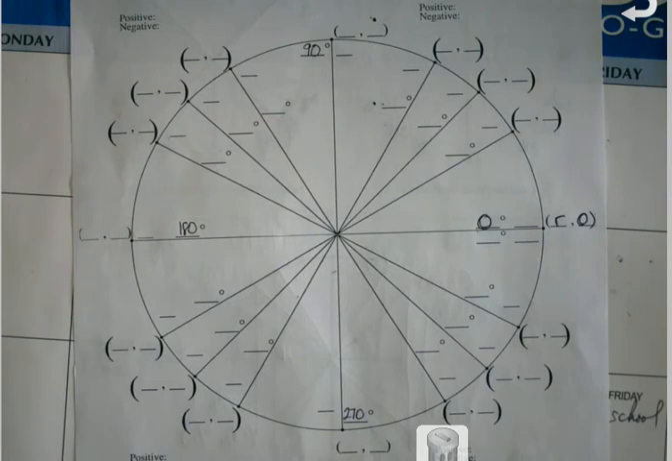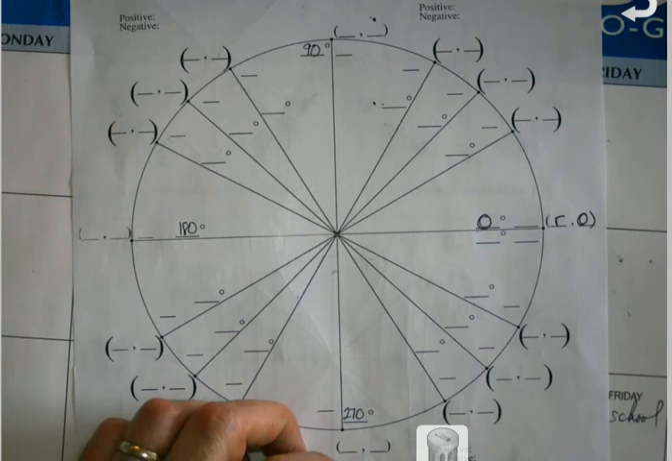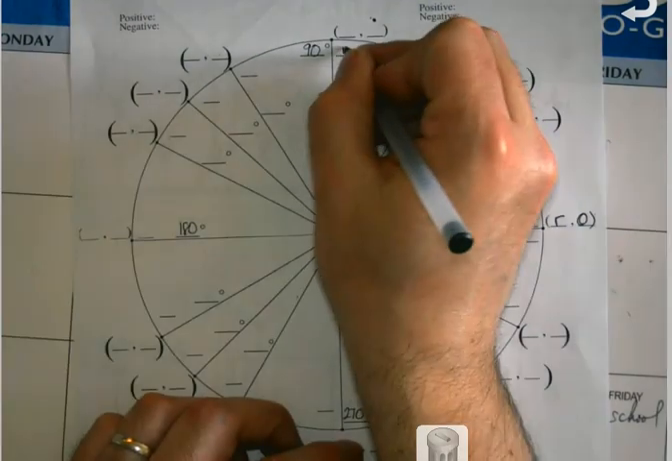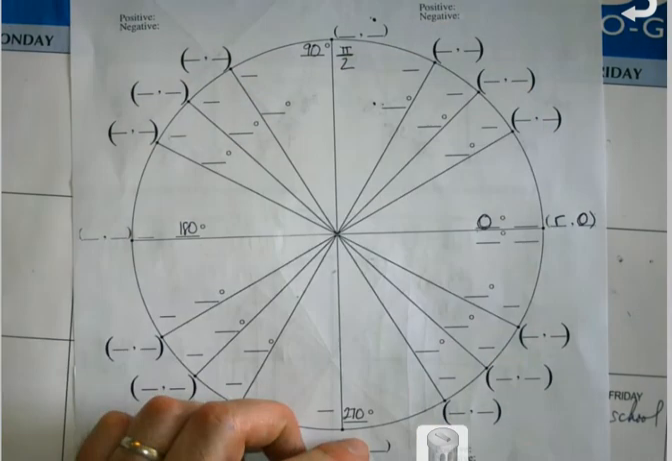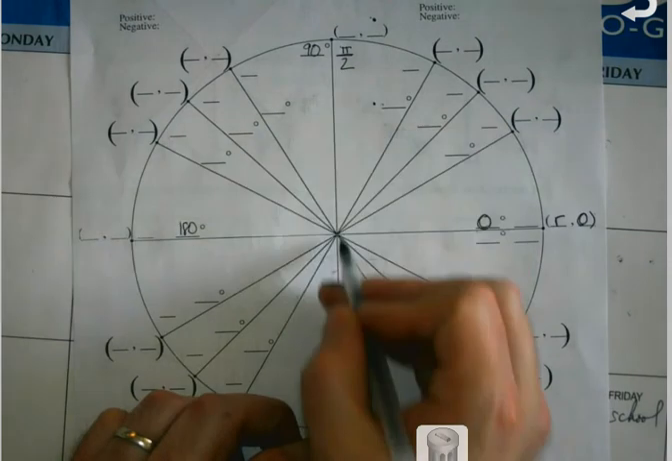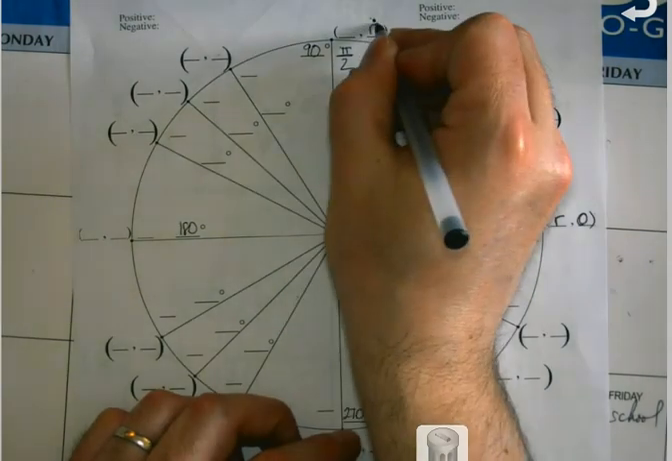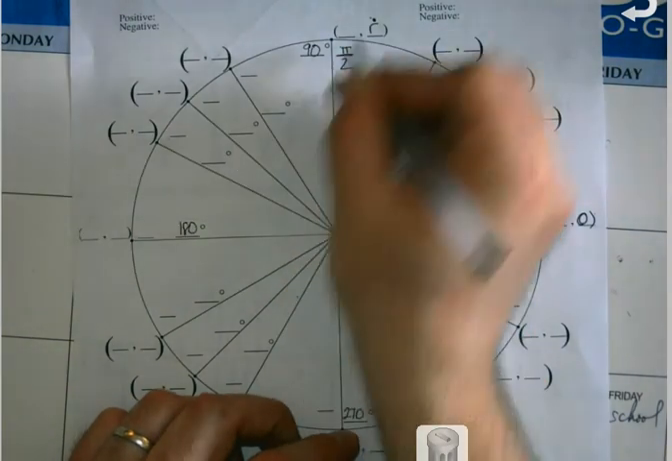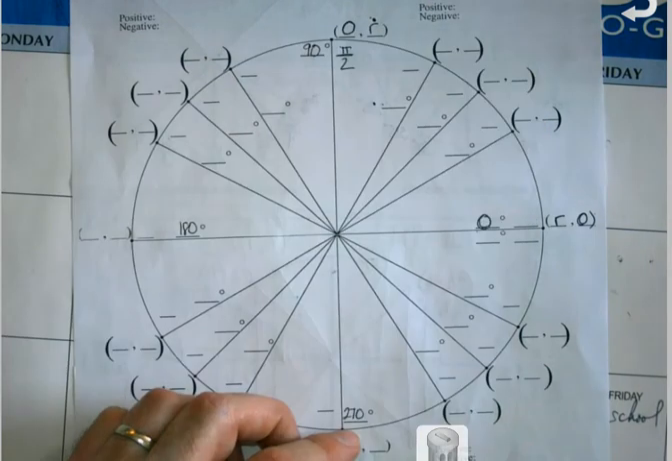So when I do that, and we'll come back here in a second, as I work around these, 90 we know is pi over 2. When I come up here, my y value increases to whatever value I come up to, but my x value doesn't change.